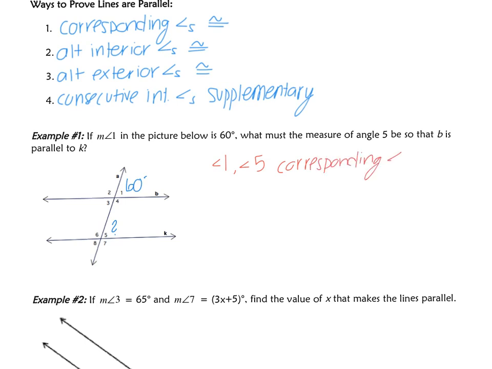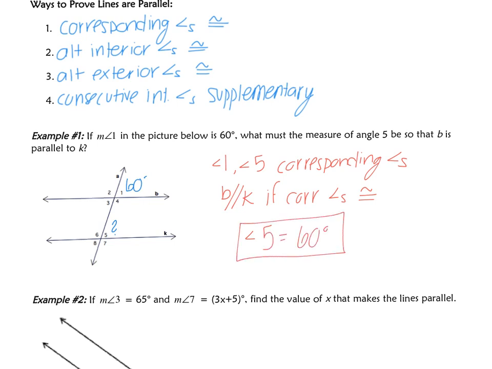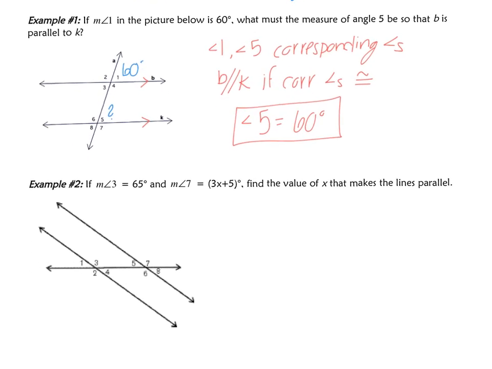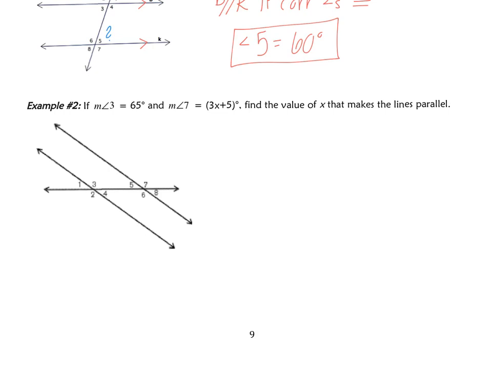angles. Now, in order for me to prove that lines are parallel, my first way is corresponding angles congruent. So A will be parallel to B if those corresponding angles are congruent. Therefore, angle 5 has to equal 60 degrees. This is in the reverse order of yesterday, because yesterday we knew those corresponding angles were congruent, then we had parallel lines. Now we show they're congruent to then give us parallel lines. Let's go through another example. This will help you.